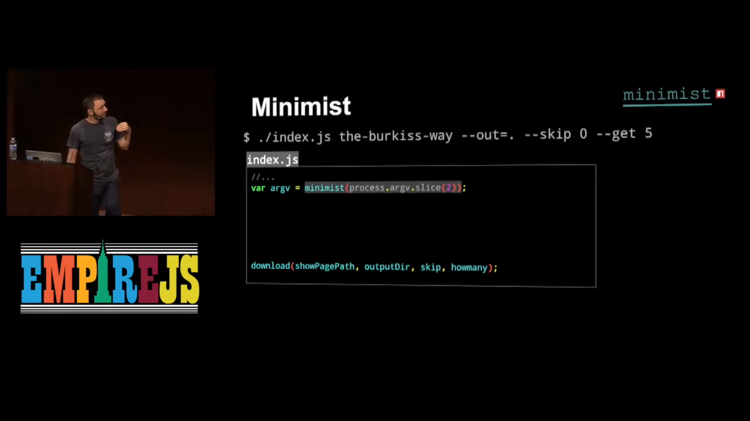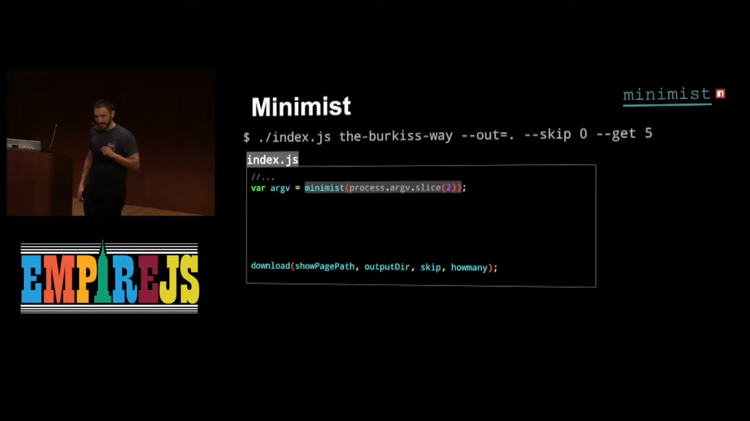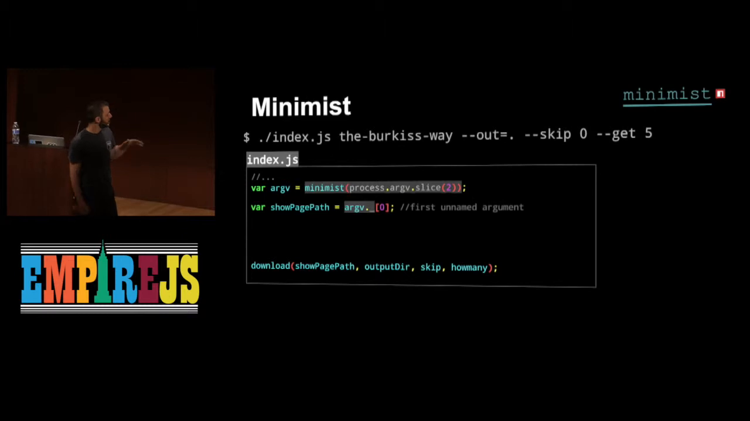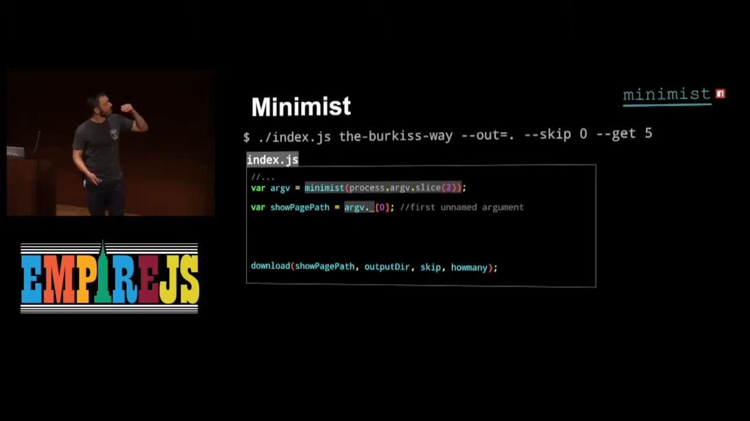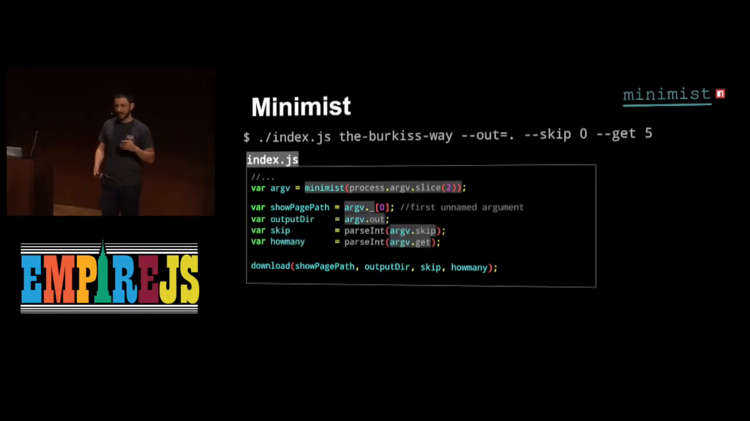We require minimist, and then we pass it all of our arguments, less node and index.js, and it parses them out. It puts all of the unnamed arguments into an array called underscore, and the first one here is our Berkus way, and then it takes all of the named arguments and it attaches them to the object with the exact same name. So as you can see here, out is out, skip is skip, etc.